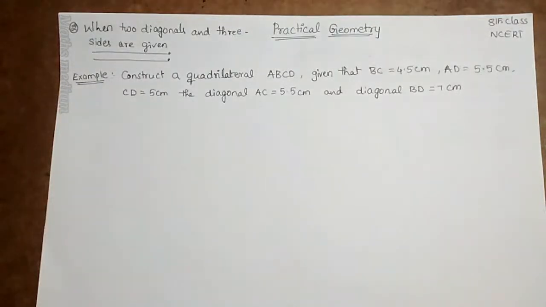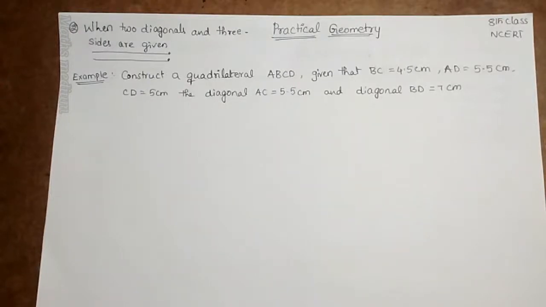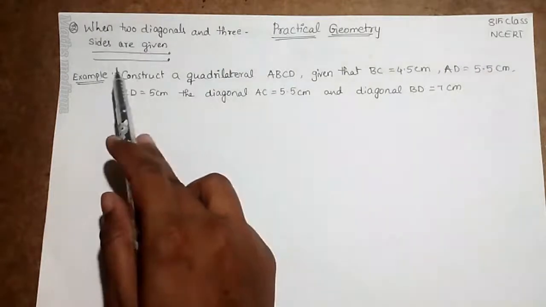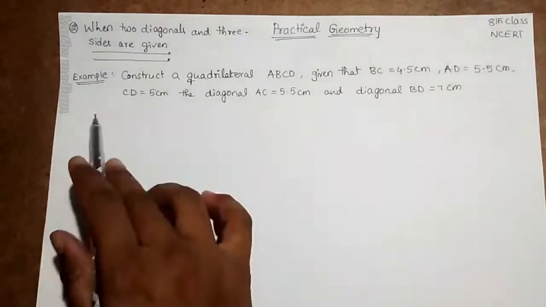In previous videos we already learnt how to construct when 2 sides are given, and if 4 sides are given how we have to construct the quadrilateral. So here 2 diagonals and 3 sides are given, then we have to construct a quadrilateral with the given measurements. Okay, let's move into the question.